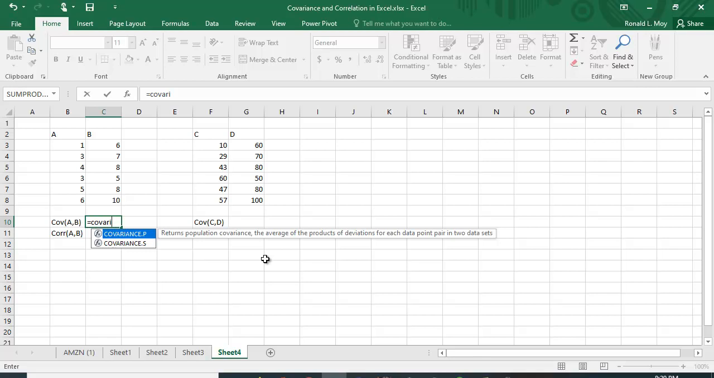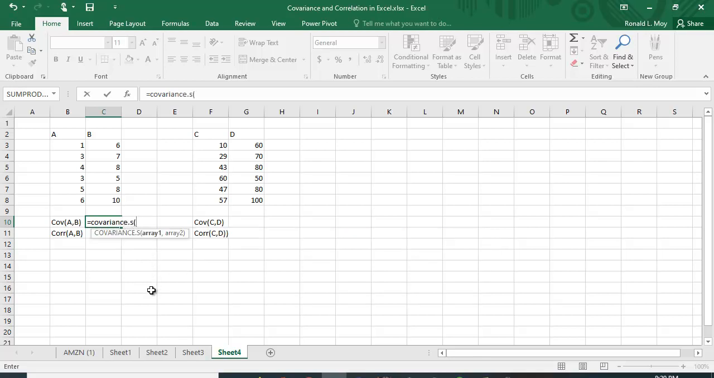functions in Excel. So you can see down here we have COVARIANCE.P, that's for the population covariance, and COVARIANCE.S, that's for the sample covariance. The difference is the population divides by n, the sample divides by n minus 1, which makes it a little bit bigger. Okay, let's do the sample covariance.